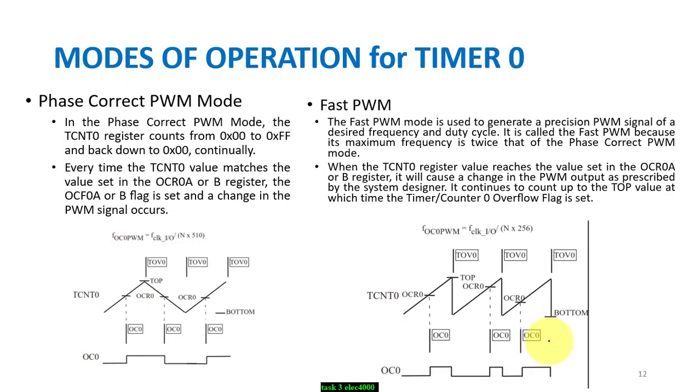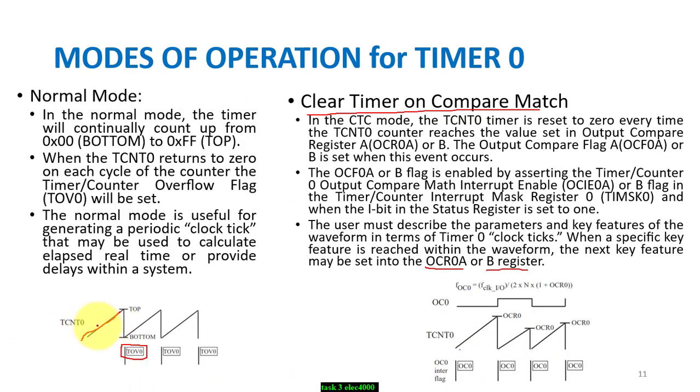The next one is phase correct pulse width modulation. In phase correct pulse width modulation, unlike the previous two, the previous two here in the normal mode, we are using the timer counter and using the overflow. Here timer counter along with the output compare register A and B, which will give us values which will trigger the output compare register interrupt.